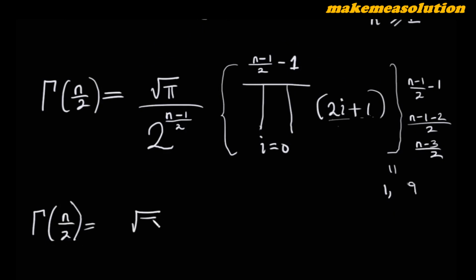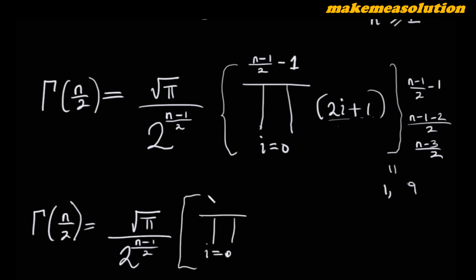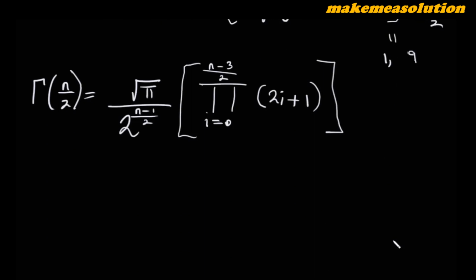You have the square root of pi all over 2 raised to the power of (n minus 1) over 2. Then you're multiplying the results by the product from i equal to 0 to (n minus 3) over 2 of 2i plus 1. So this is valid according to my findings. This formula is going to be valid for n greater than or equal to 5. So for n greater than or equal to 5, you can use this formula.